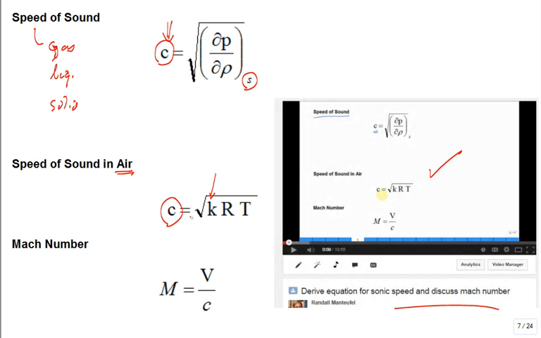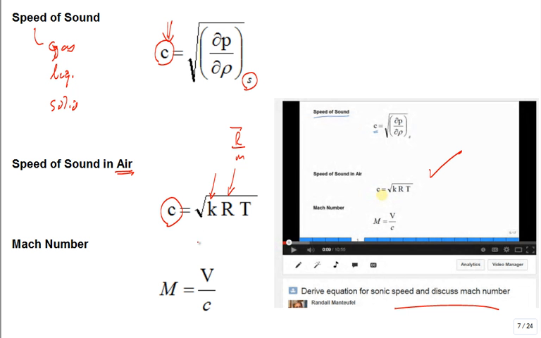The ratio of specific heats. What is R? Gas constant for that gas, R bar divided by molar mass. What is T? Temperature. If I put in negative 20 degrees C, I have the square root of a negative 20. It's not going to work, so it has to be absolute temperature, Kelvin.